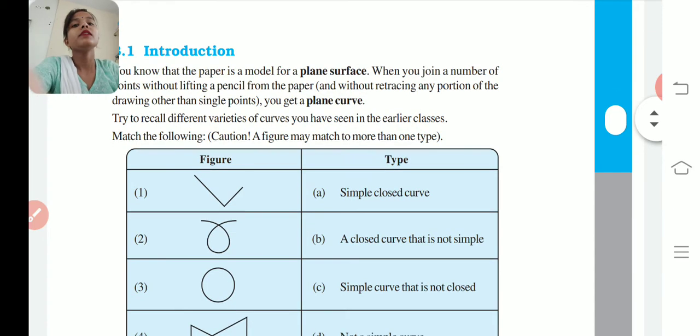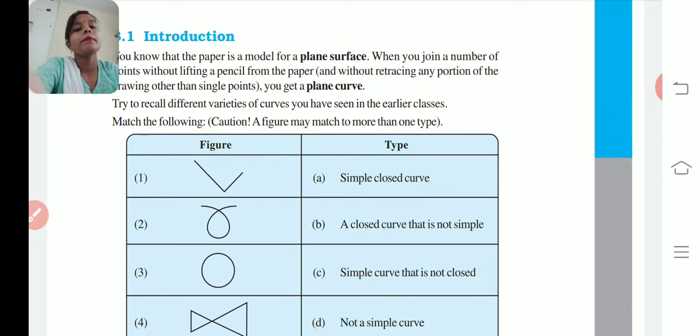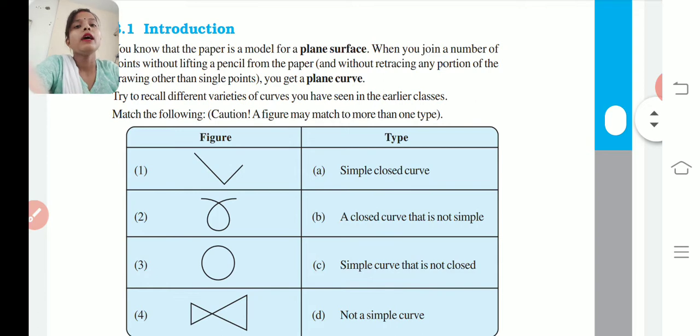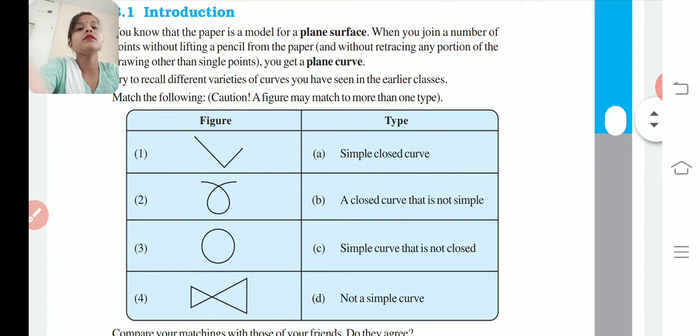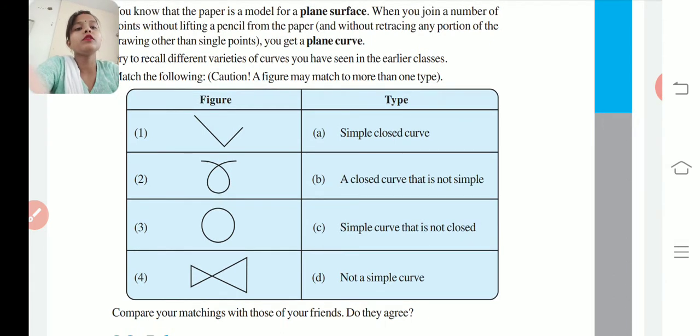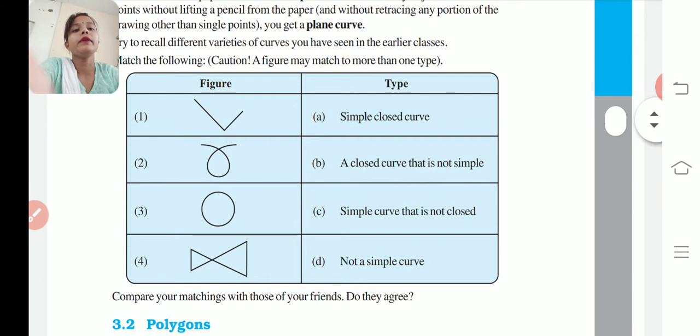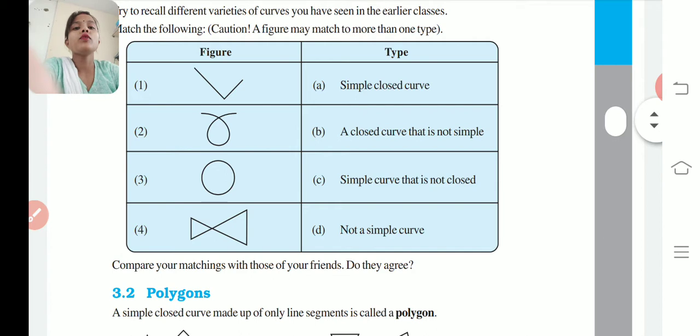Try to recall the different varieties of curves you have seen in earlier classes. After that, you have to match the figures with their types. You have to match column A with column B. Compare your matching with those of your friends. Do they agree? First you have to match them.